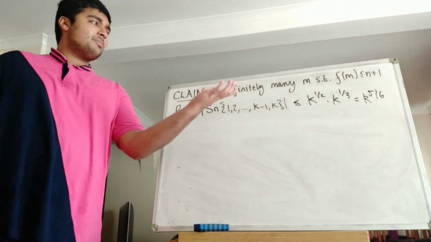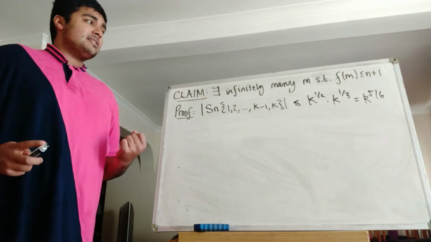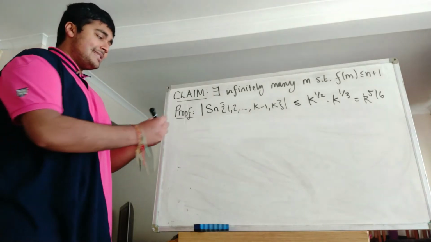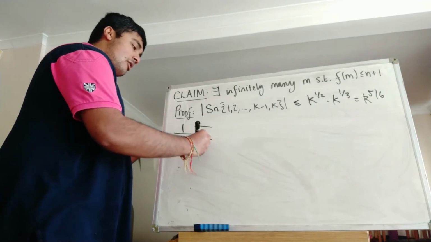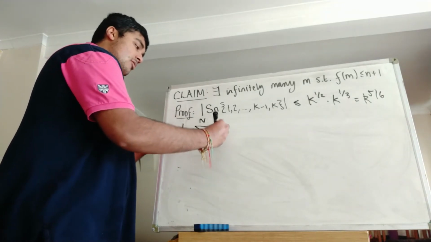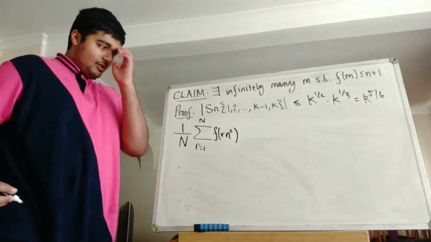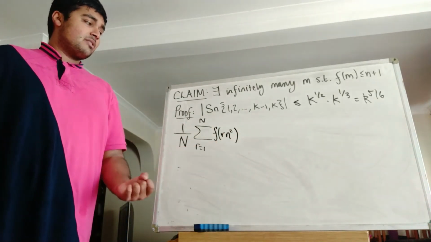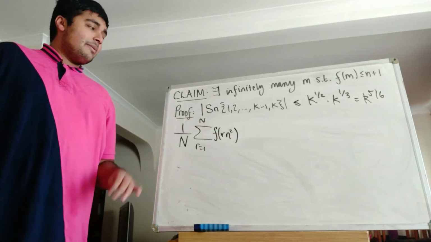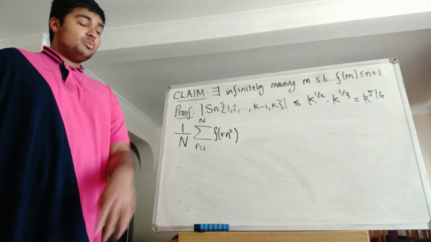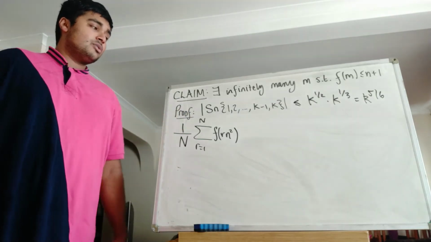Now remember, we want to prove that there are infinitely many m such that f of m is at most n plus 1. The way we're going to do that is by considering a weighted mean. So 1 over N times the sum from r equals 1 to N of f of r N squared, like so. So we're going to show that there are infinitely many values of r such that this guy here, f of r N squared, equals 0. And the way we're going to do that is by taking the weighted mean of all the f of r N squareds and show that that tends to 0 as we take capital N to infinity.